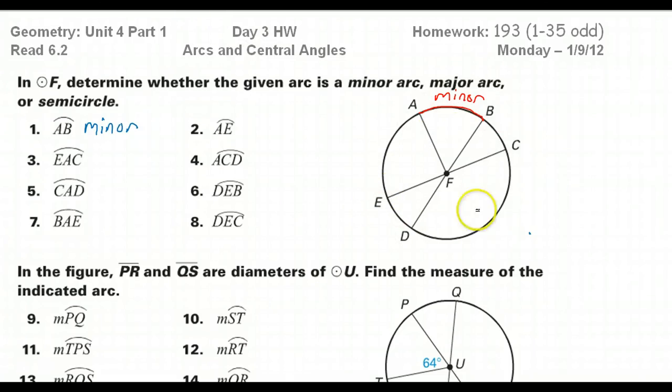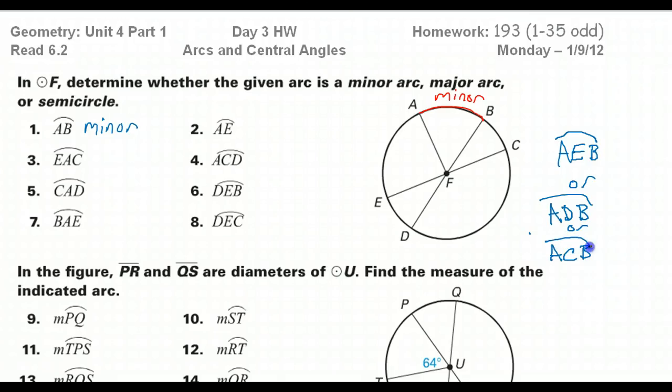For example, if I wanted to go the long way, I'd have to say, everybody look at arc AEB. That would be the major arc from A to B the long way. Or if I said, look at arc ADB, or look at arc ACB. All three of these arcs are different names for the same arc, the arc that goes from A to B the long way around. All right, anyway, back to work.